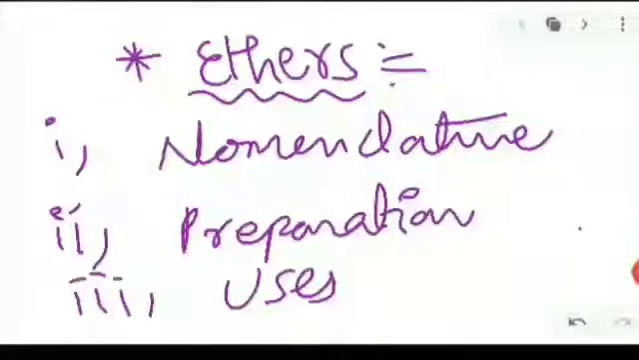Hello everyone. In the last class we discussed aromatic compounds and their common names, and we also looked at functional groups. Among the functional groups, today we are taking ethers.